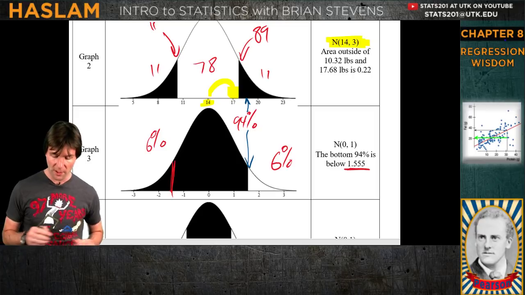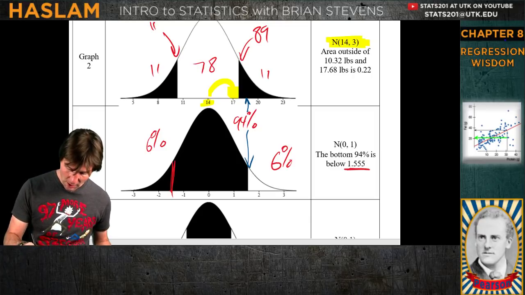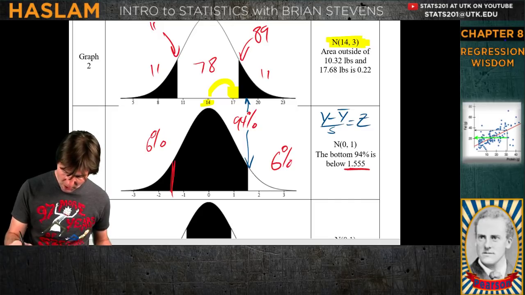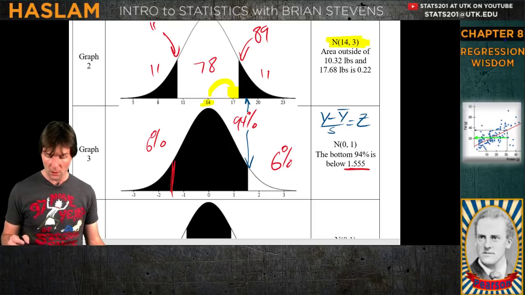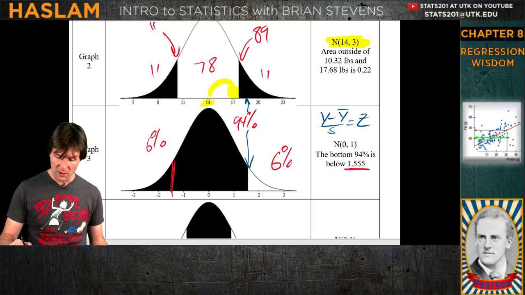A z-score is found by the formula: it's going to be observation minus the mean over the standard deviation. So this is what these are right here. These are observation minus mean over standard deviation, and that solves for a z-score.